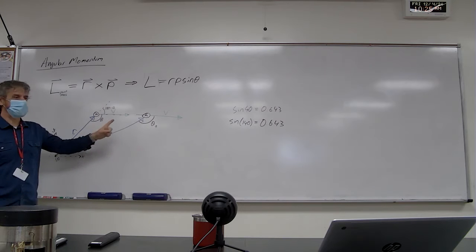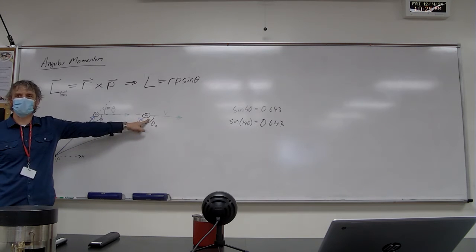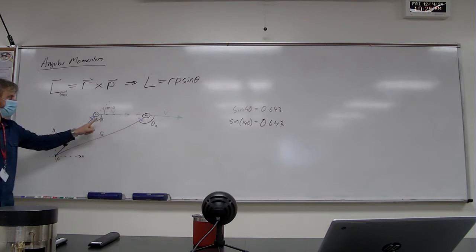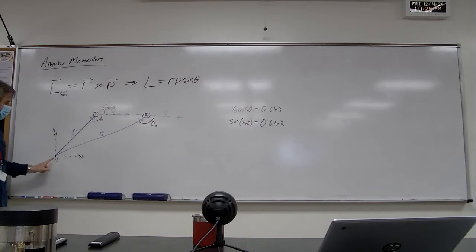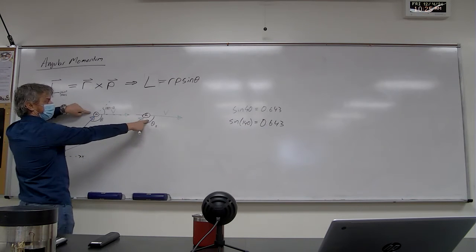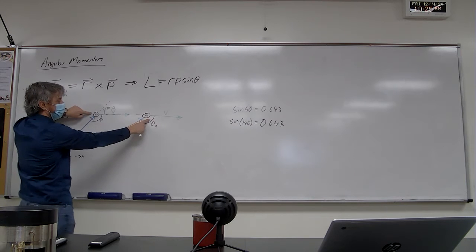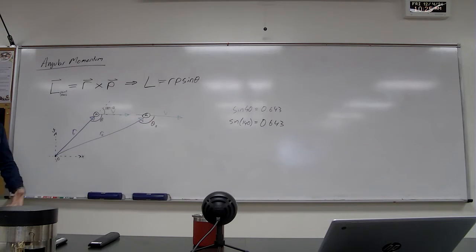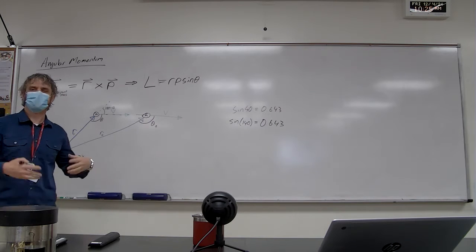Which means at this point, this mass should have the same angular momentum as it had at this point relative to this point in space. No, now I'm talking about the two different locations. At these two different locations, this object should have the same angular momentum because it is a conserved quantity, at least if it behaves like linear momentum, which it does.